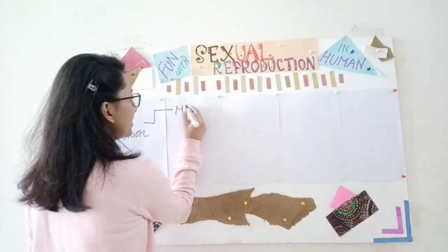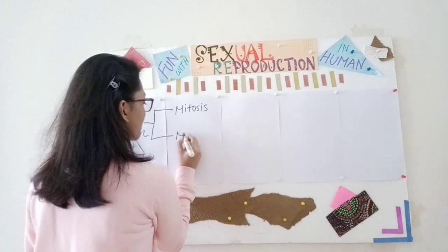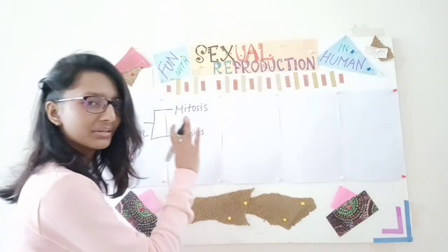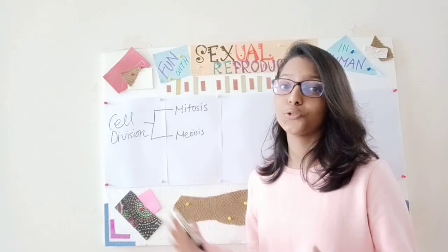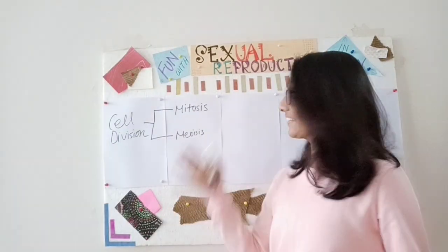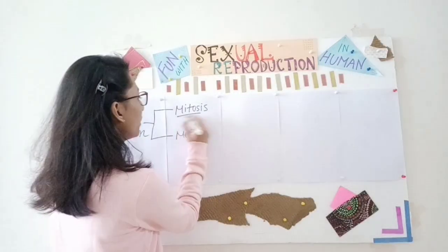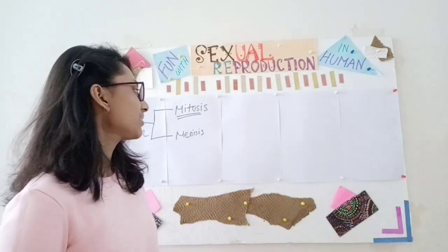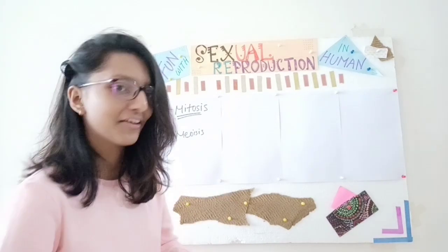The one is mitosis and the other one is meiosis. Is this spelling correct? Probably it is. Alright, so these are the two processes we are going to explore, mitosis and meiosis. So which one to start with? Let's start with mitosis, alright? Before talking about where it takes place and what happens, let's just know the process a little bit. Like what is the process of mitosis.